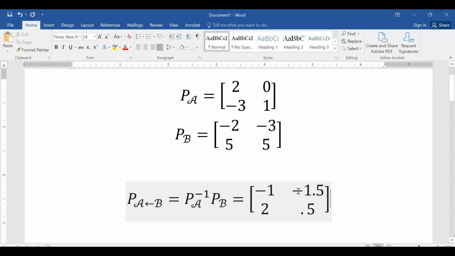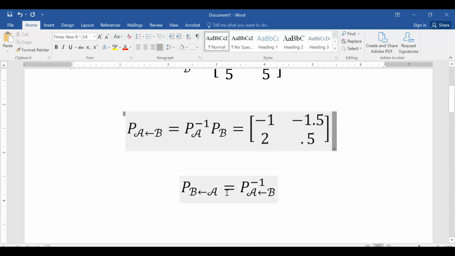Okay, that's -1, -1.5, 2, and then 0.5. That's what I got out on my calculator. Hopefully I've typed everything in correctly. By the way, notice that if I find from B to A, I don't actually need to find from A to B, because going from A to B is simply doing the inverse of B to A. So if you ever need this, you can just take the inverse.